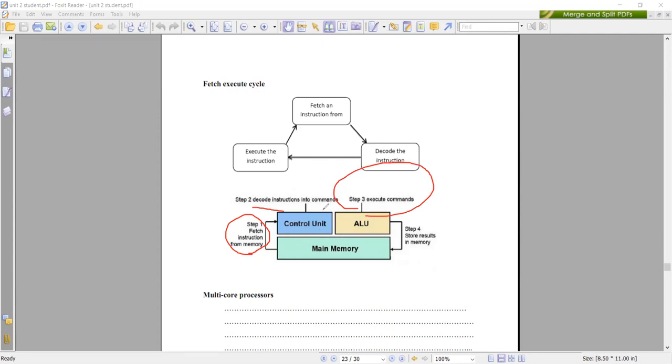Then step three, execute command. Whatever the decoded command is, it will be executed by the ALU, the arithmetic logic unit. Maybe it is addition, subtraction, or something else, a different command. Then step four is storing the result in the memory. Then it takes the next instruction. So this is how it is happening.